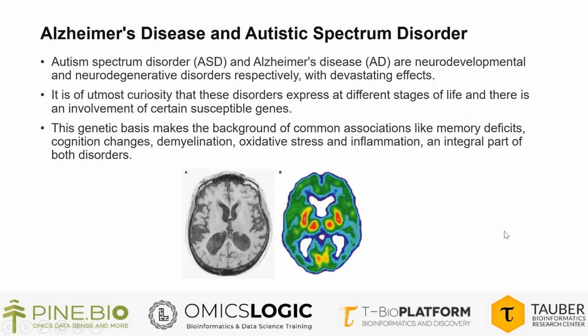Alzheimer's disease and autistic spectrum disorder. Autism spectrum disorder and Alzheimer's disease are neurodevelopmental and neurodegenerative disorders, respectively, with devastating effects. It is of utmost curiosity that these disorders express at different stages of life, and there is an involvement of certain susceptible genes. This genetic basis makes the background of common associations like memory deficits, cognition changes, demyelination, oxidative stress, and inflammation, an integral part of both disorders.